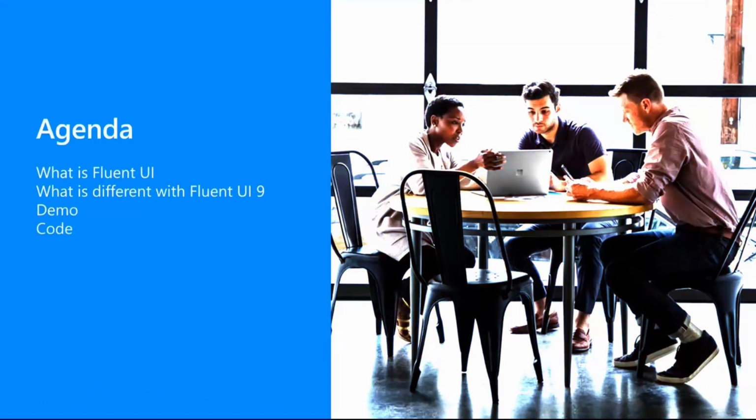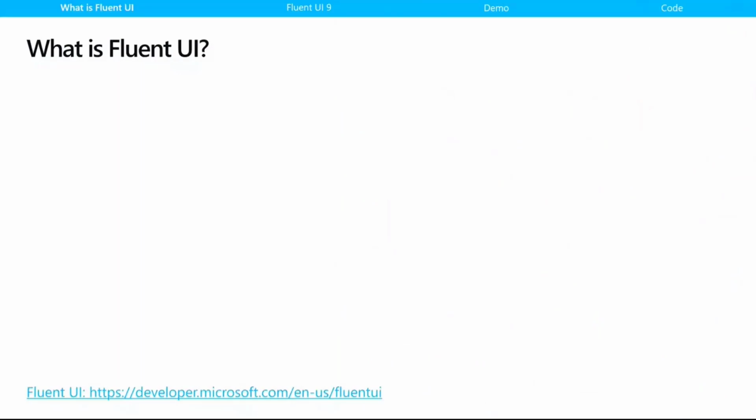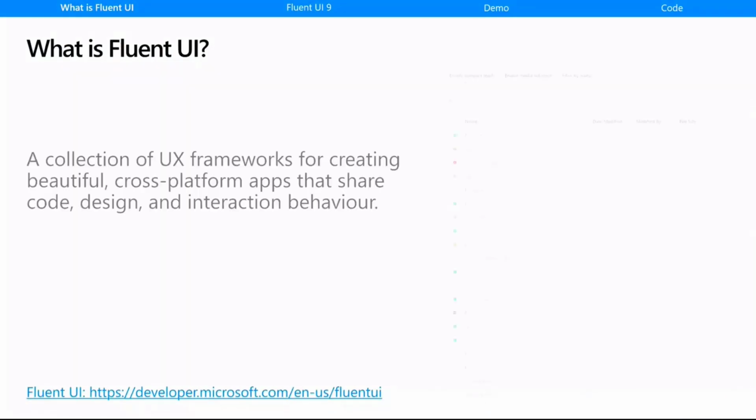I'm going to talk about what Fluent UI is, what the current version of Fluent UI is, talk about the new version, version 9, give you a demo of what that looks like and go into some of the code. I'll try and make this as quick as possible because there is another demo after me. So, what is Fluent UI?